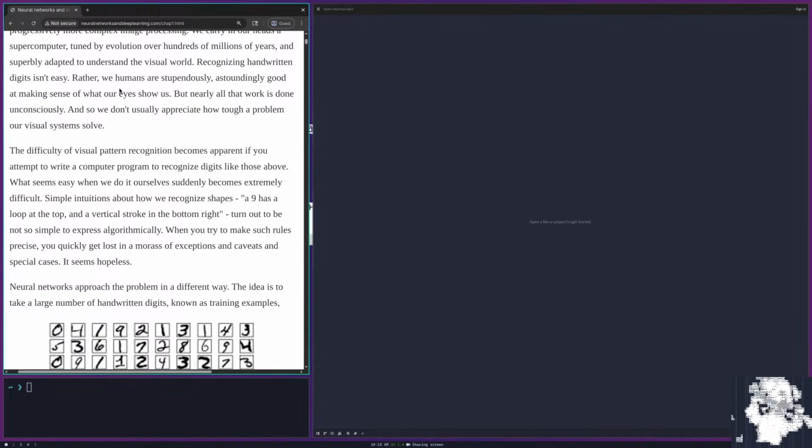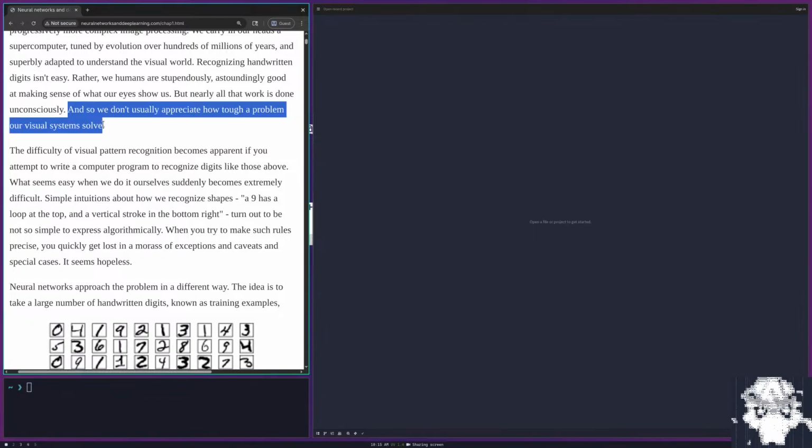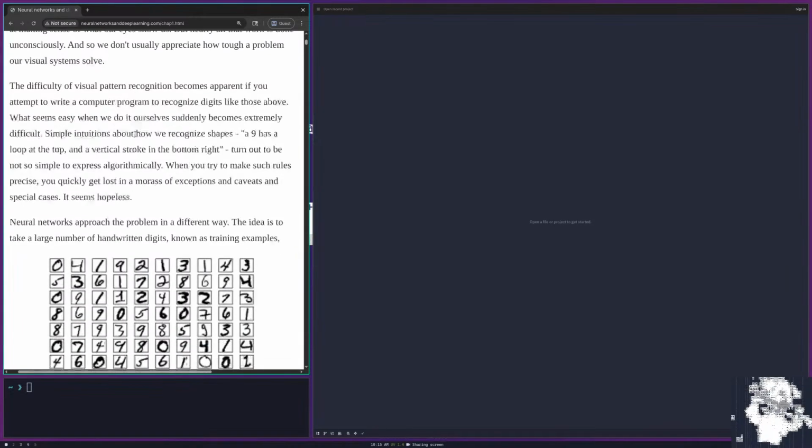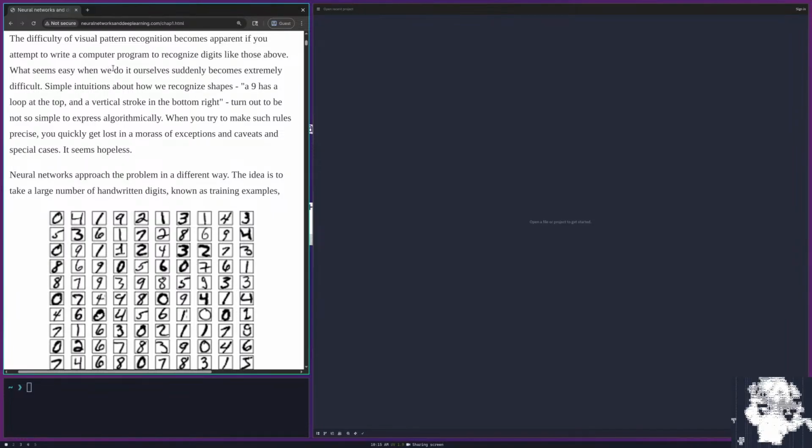Rather, we humans are stupendously, astoundingly good at making sense of what our eyes show us. But nearly all of that work is done unconsciously, and so we don't usually appreciate how tough a problem our visual systems solve. The difficulty of visual pattern recognition becomes apparent if you attempt to write a computer program to recognize digits like those above. What seems easy when we do it ourselves suddenly becomes extremely difficult.